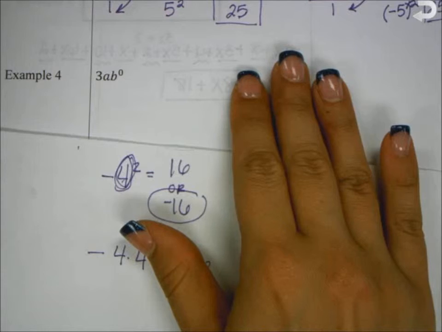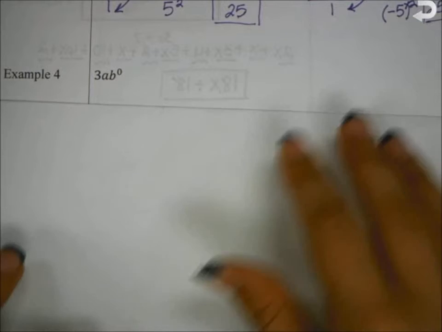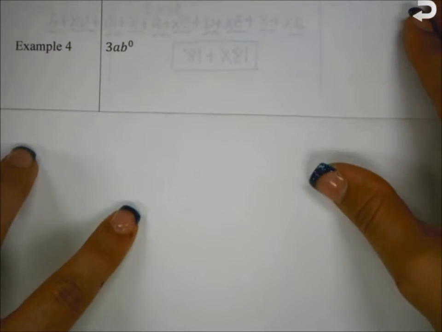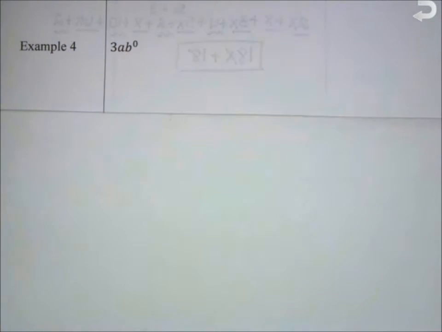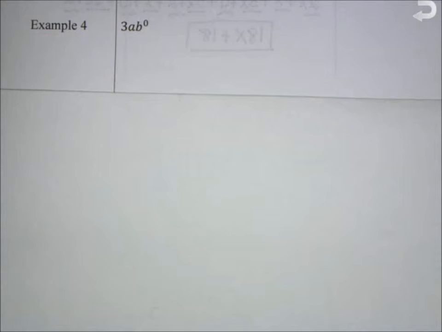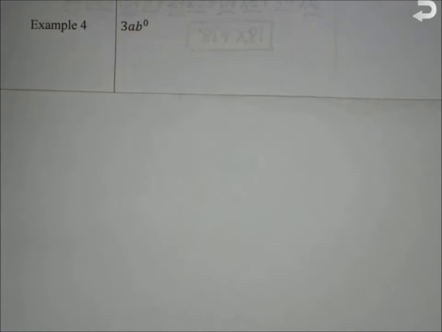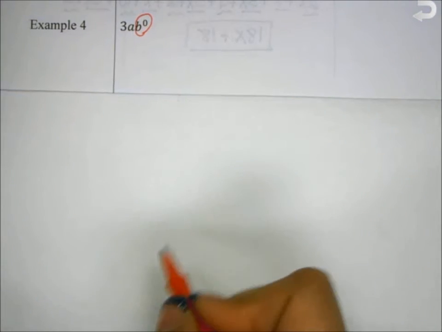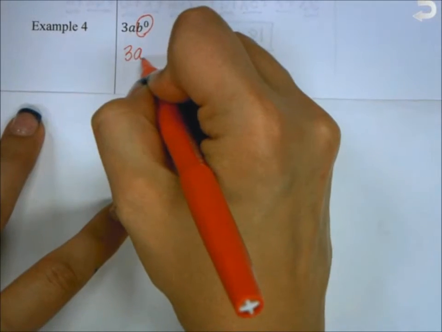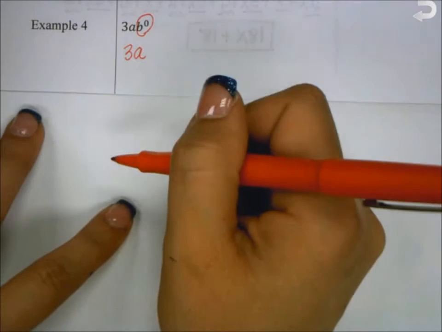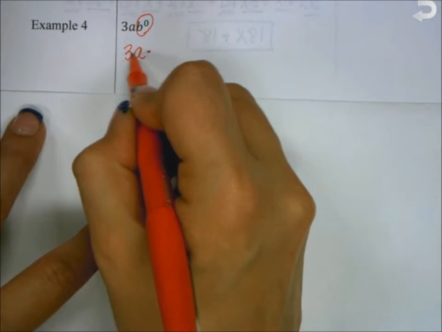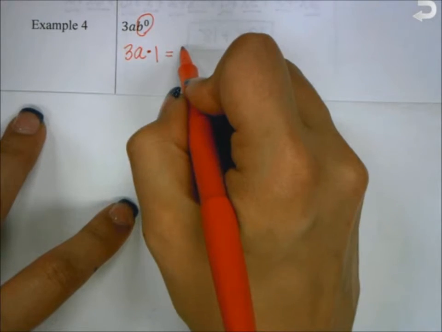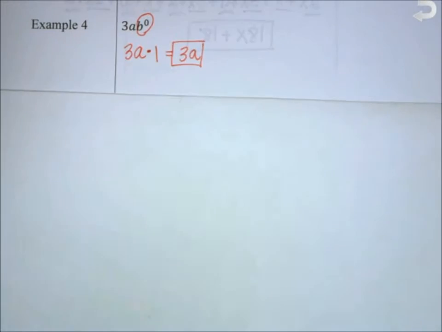Okay, so example 4 is a little bit trickier. 3ab to the 0. The whole thing equals 1? 1ab. Hold on a second. What is the 0 attached to? The b. Is it attached to the 3a? No. So we still have 3 times a. b to the 0 is? 1. So 3 times a times 1, which gives me 3a. Make sense?